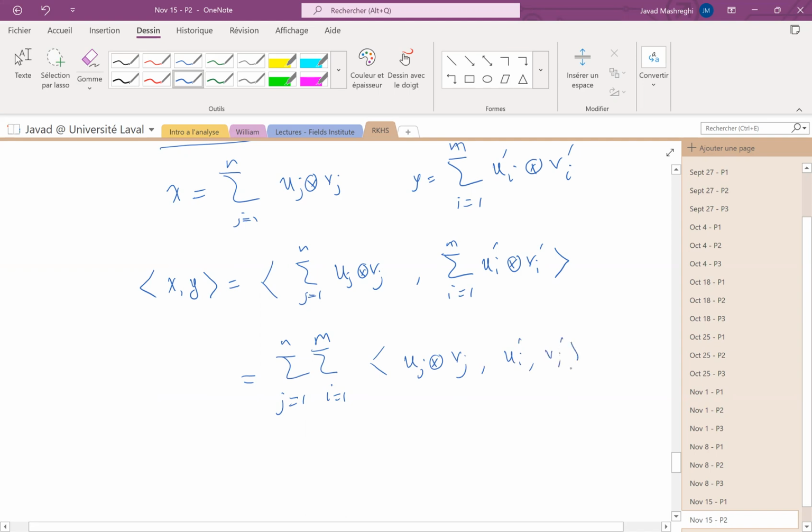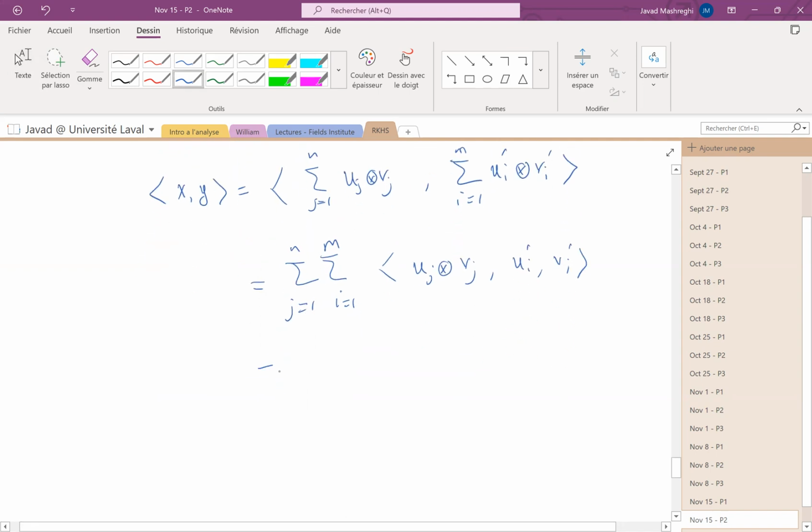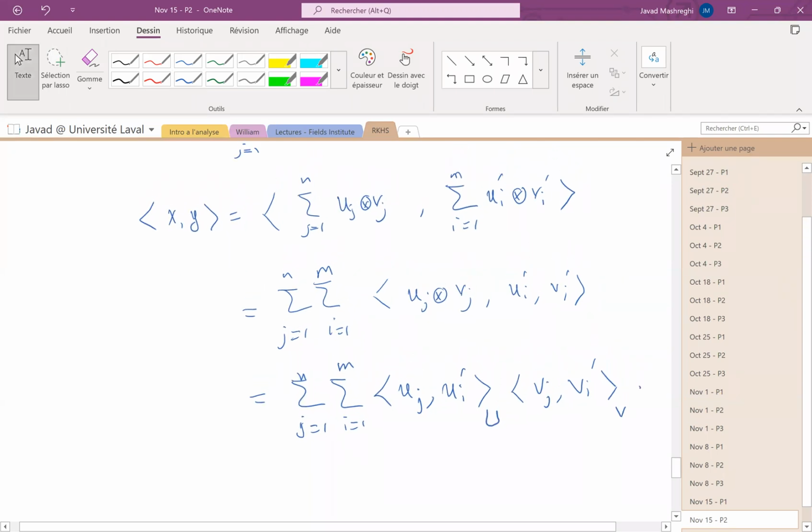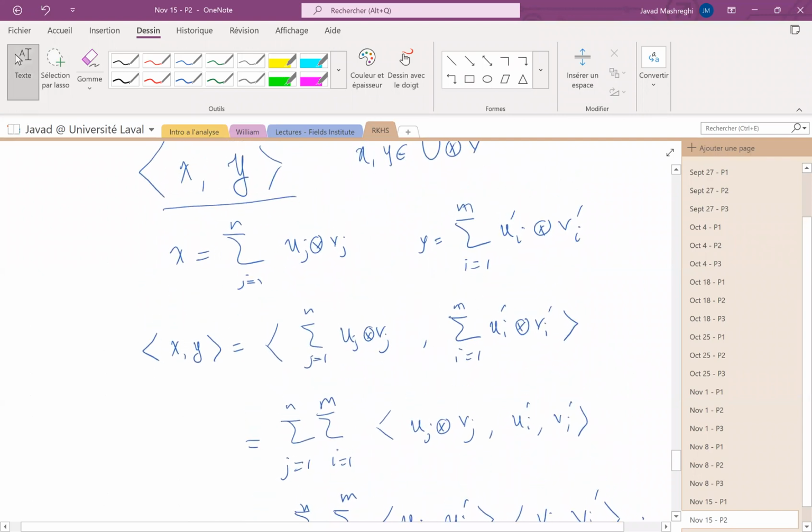And now apply the definition above: Uj with Ui prime and Vj with Vi prime. This happens in U, this happens in V. All the operations are correct. The only problem is that this is not unique. We have seen this problem before. This representation is not unique.